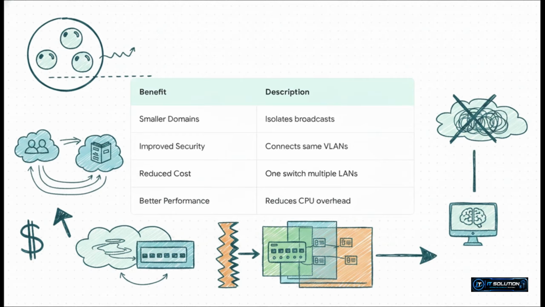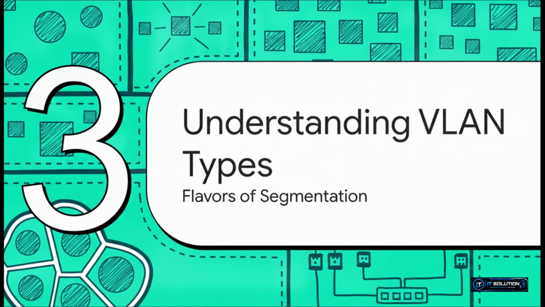Then, of course, there's reduced cost. You're allowing one physical switch to do the job of many, which saves thousands in hardware. And finally, better overall performance. You are dramatically cutting down the CPU overhead on every end device and eliminating bandwidth waste from those nasty broadcast storms. All right, Section 3.